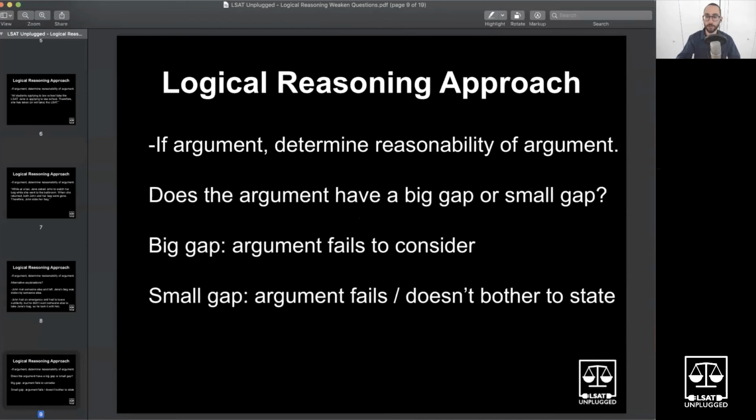So we ask ourselves, does the argument have a big gap or a small gap? Big gap, they're failing to consider a major problem. That's like a flaw question. Small gap, like necessary assumption, the argument simply did not bother to explicitly state. It's all about whether we give the arguer the benefit of the doubt. For a weaken question, we're pushing it towards a bigger gap. So with a flaw question, we're simply identifying the gap in the argument. We're simply articulating it. To weaken it, we're actually exposing or expanding or widening that gap.